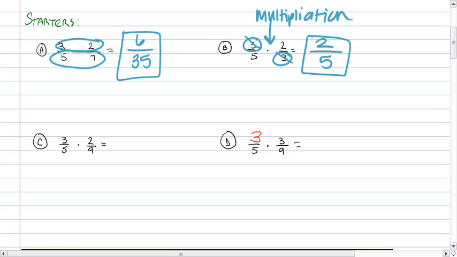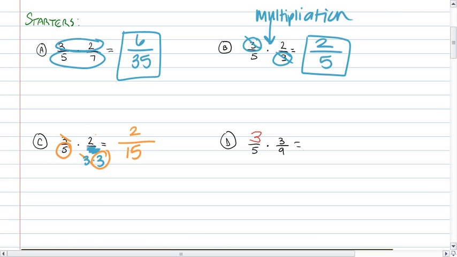Part C doesn't necessarily look like we can cancel right away, but if we remember that 9 is the same thing as 3 times 3, then we see that we have a common 3 as a factor that we could cancel. So that's just a slightly different way of simplifying something similar. So in the numerator, we'd still be left with a 2, and then in the denominator, we would have a 5 times only one 3 left, and then this is as simplified as possible.